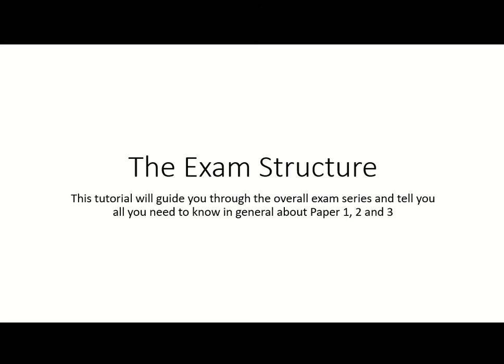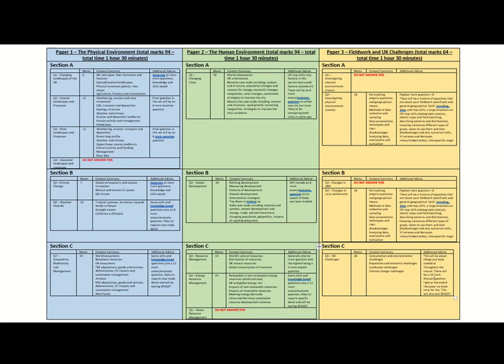This one is going to be looking at the exam structure for the Edexcel Specification A papers, more specifically papers 1, 2 and 3, and what you can expect to encounter as you go through the exam series. So this slide just shows you a general overview of all three papers side by side, and it shows you that all three of them are divided up into three sections, A, B and C.